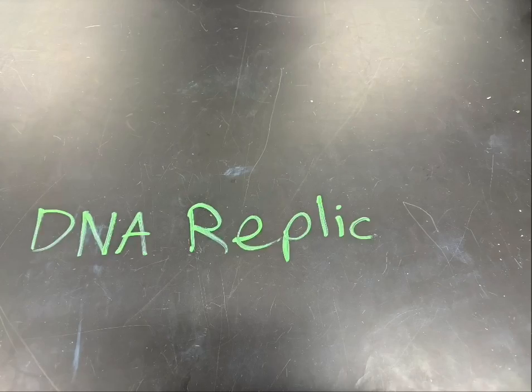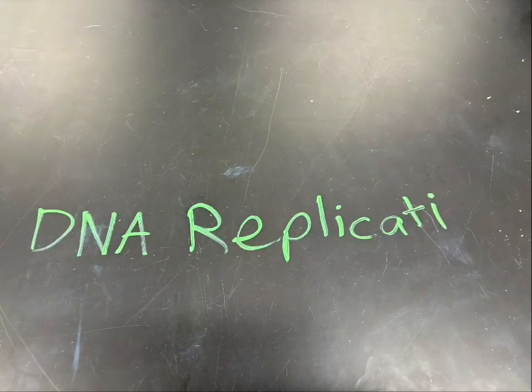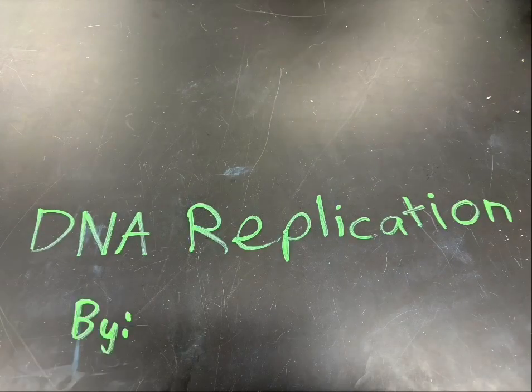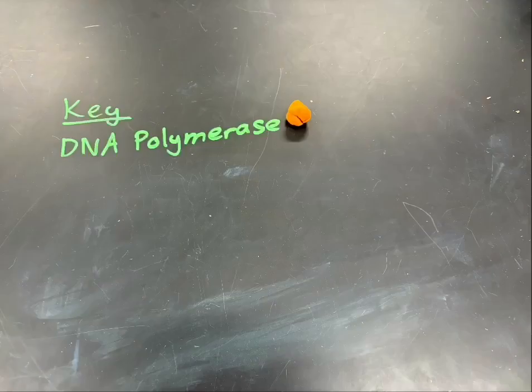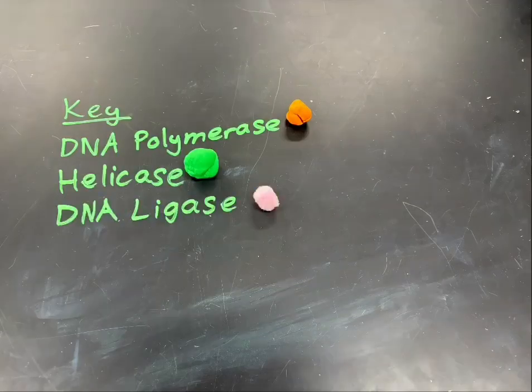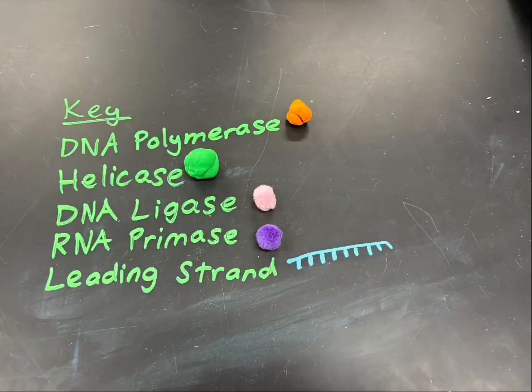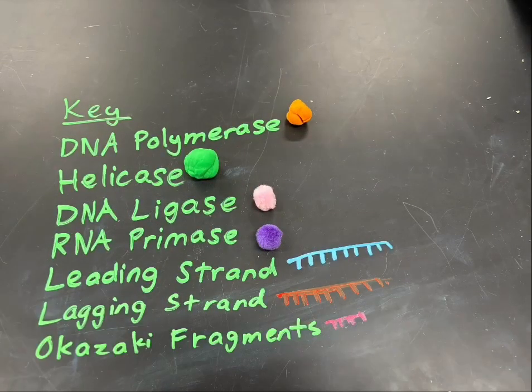DNA replication is the process of creating an identical copy of a cell's DNA, which would then undergo mitosis and split into two genetically identical daughter cells. This process involves enzymes such as DNA polymerase, helicase, DNA ligase, and RNA primase.